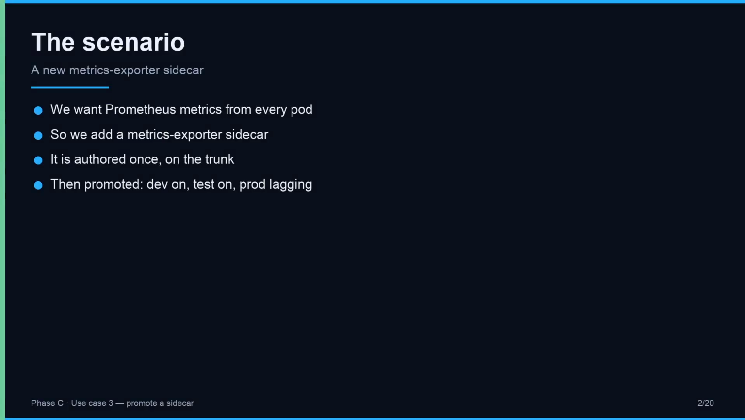Here is the scenario. We want Prometheus metrics from our pods, so we add a metrics exporter sidecar. The key principle: this sidecar is authored exactly once, on the trunk. Then it is promoted environment by environment. Right now dev and test have it enabled, prod does not yet, it is lagging, waiting for its turn.